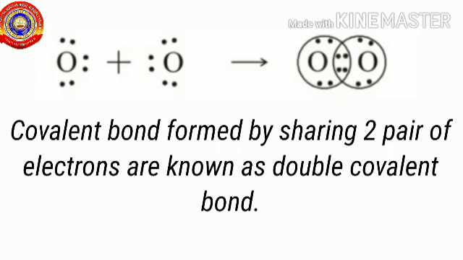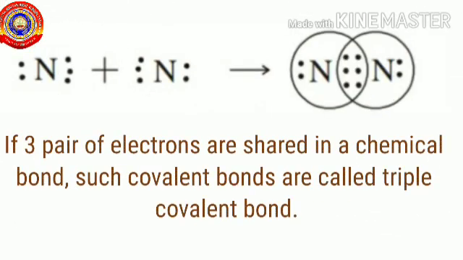bond. Example, oxygen. And if three pairs of electrons are shared in a chemical bond, such covalent bonds are called triple covalent bond. Example, nitrogen.